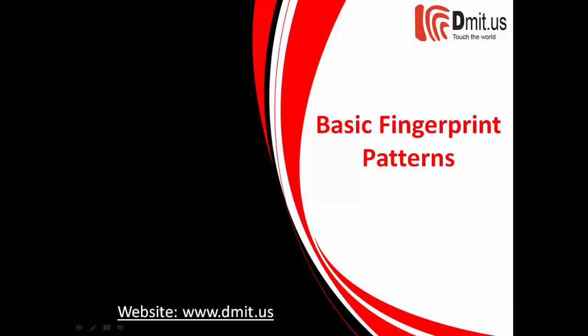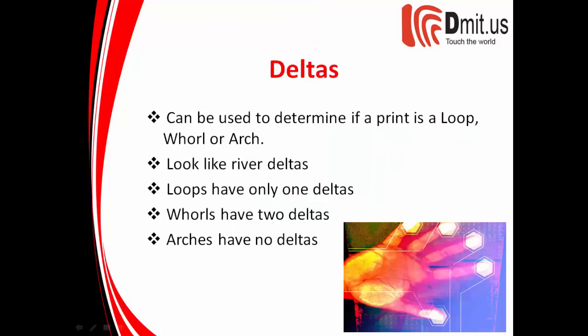So as I mentioned in the previous video, the delta is an area that can be used to determine if the print is going to be a loop, a whorl, or an arch. Now, it looks kind of like a river delta, and that's why it was named that way. Here's what you need to know. Loops only have one delta. Whorls have two deltas, and arches have no deltas.